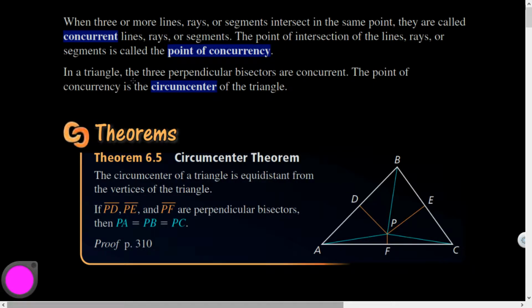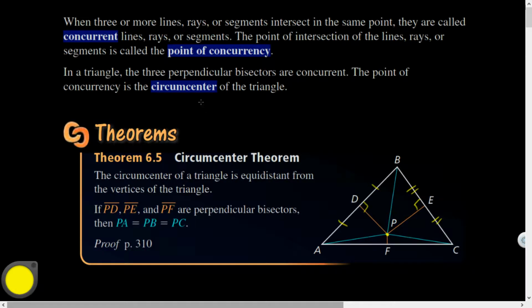In a triangle, the three perpendicular bisectors are concurrent. What does perpendicular bisector mean? That means that DP here is a perpendicular bisector. It bisects segment AB into two congruent parts, D would be the midpoint, and it's perpendicular to that. And if I was to draw all of the perpendicular bisectors, they would actually share a common point.